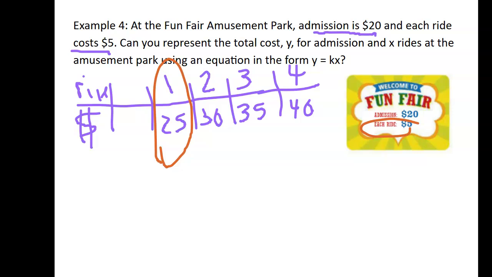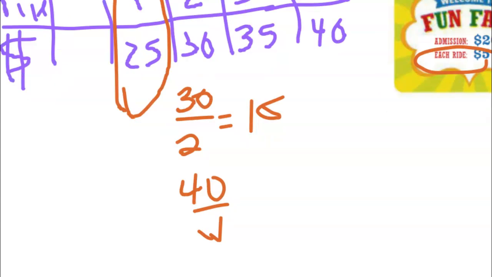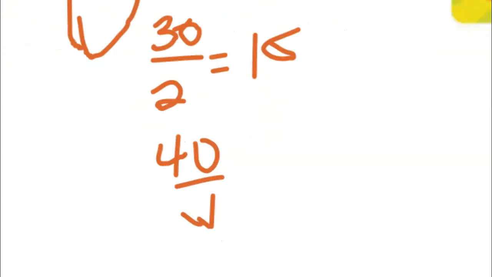So if I go to make unit rates from all of these, 25 divided by 1 is 25, so $30 for 2 rides, well, that's 15. And we'll jump to 4. $40 for 4 rides. Well, now that's $10. So none of these are actually $5 because I have to add the admission fee.